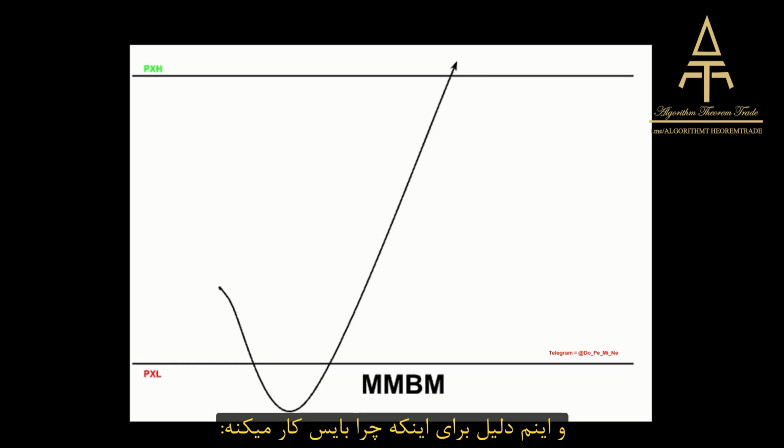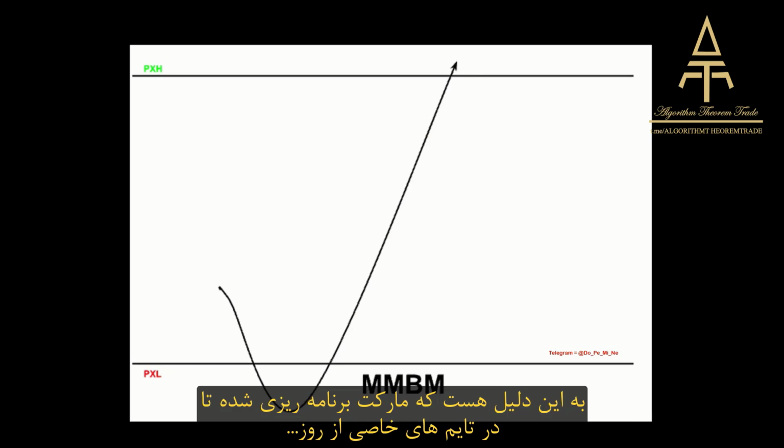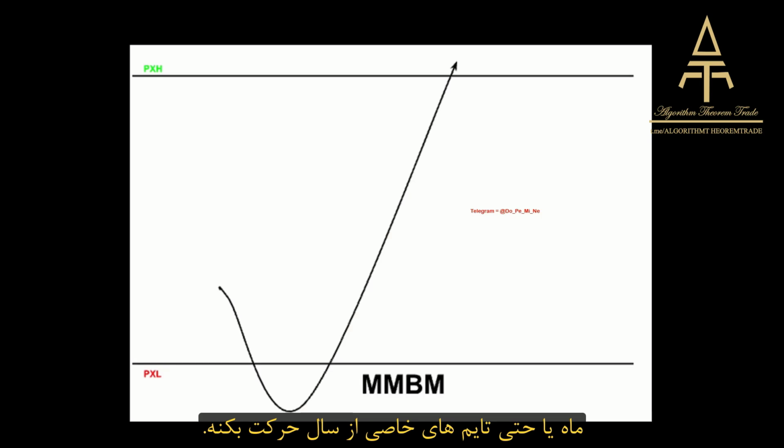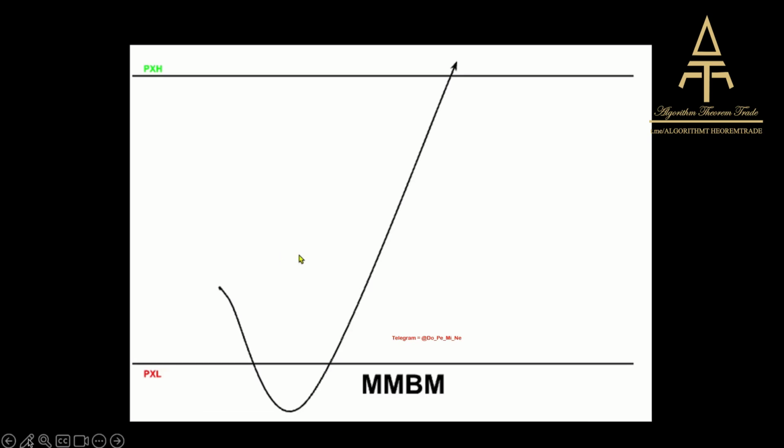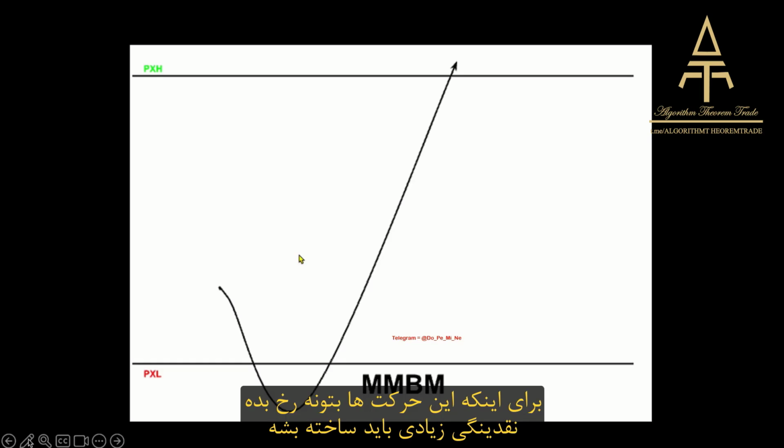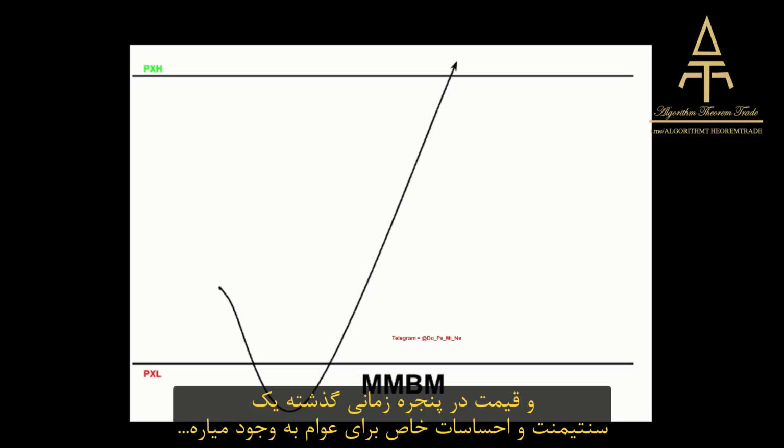And here comes a gem for why this works and why it occurs. The reason why this works is because the market is allowed and it's programmed to move at very specific times of day, times of week, times of month, times of year, even during specific years, it's allowed to move aggressively. And in order for those aggressive moves to occur, a lot of liquidity has to be engineered during a previous time window.